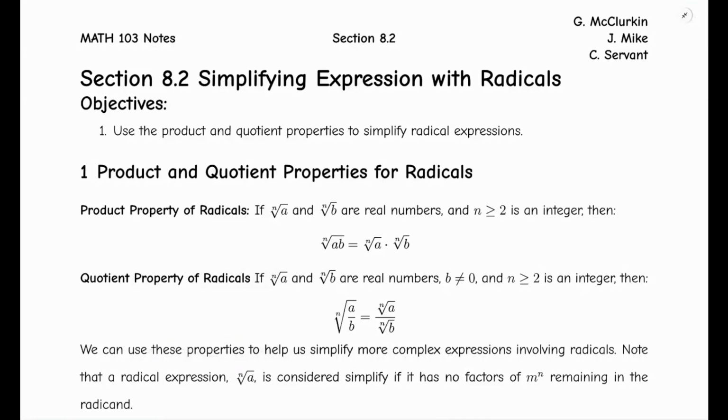Hello, this is section 8.2, Simplifying Expressions with Radicals. Part 1, Product and Quotient Properties for Radicals.